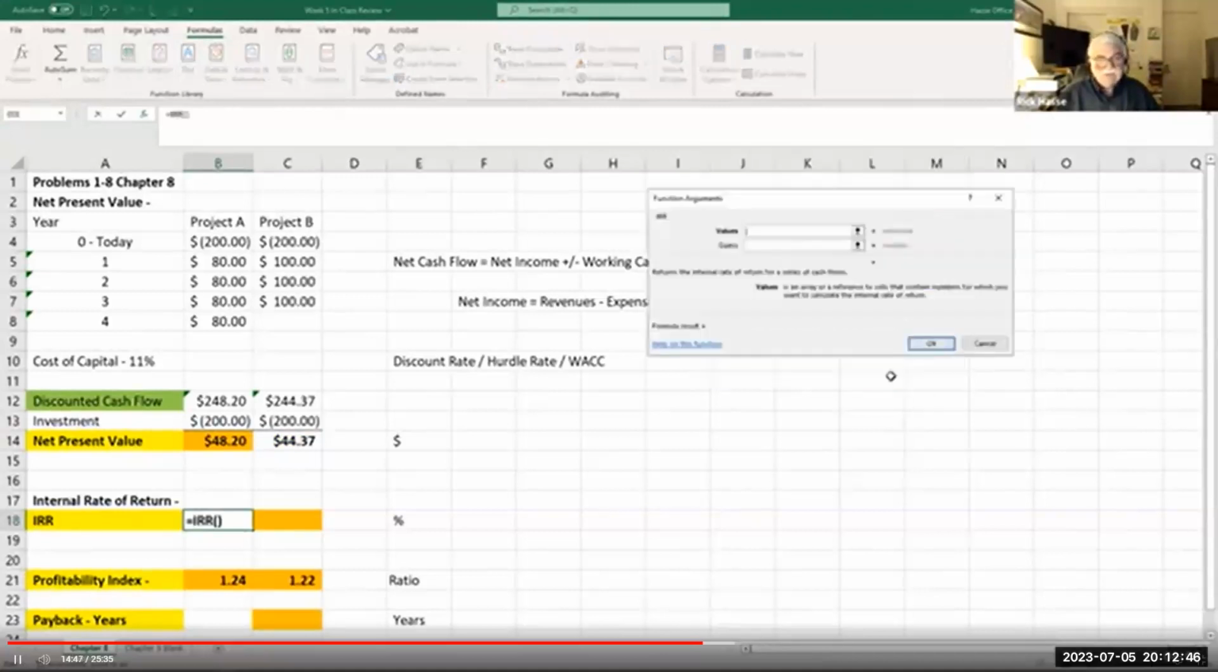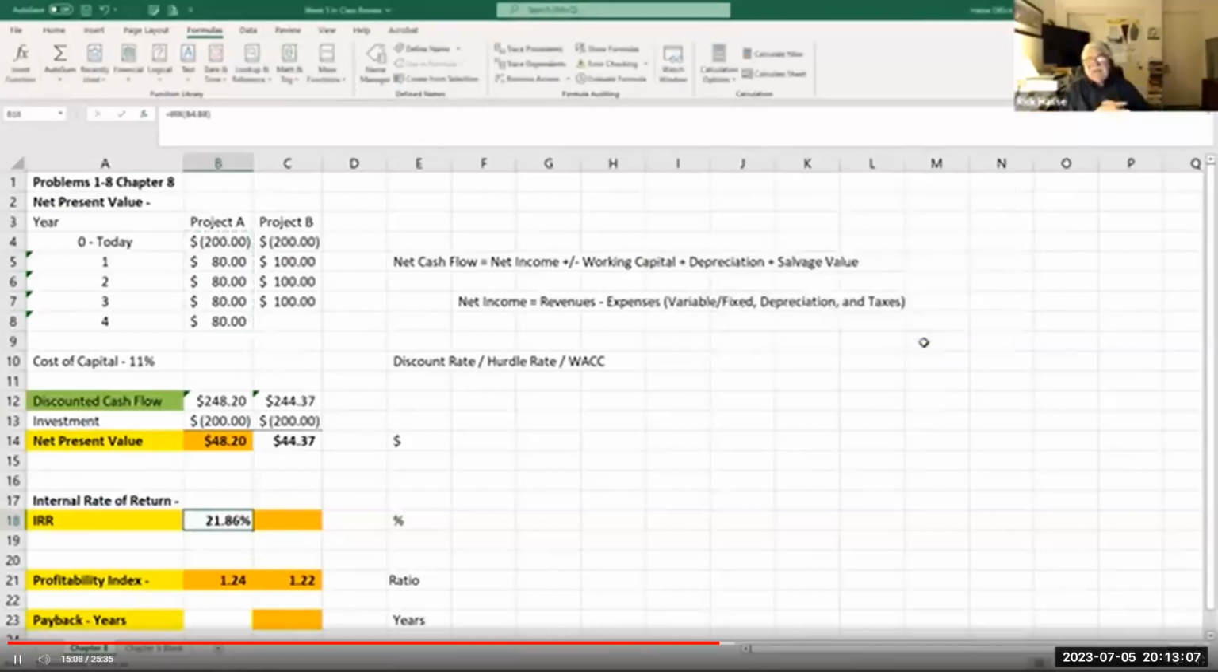Hit OK, and all we have to do here is paint the values. But in this case, using IRR, we include the investment, year 0 through year 4. So I'm including B4 through B8. I'm including negative cash going out and then money coming in. What is that in a percent? 21.86%. So this project A is costing us 11% in money to get the $200, and it's returning 21.86% in real value. Let's take a look at project B.